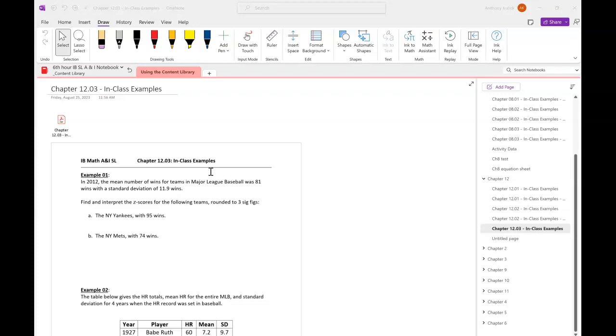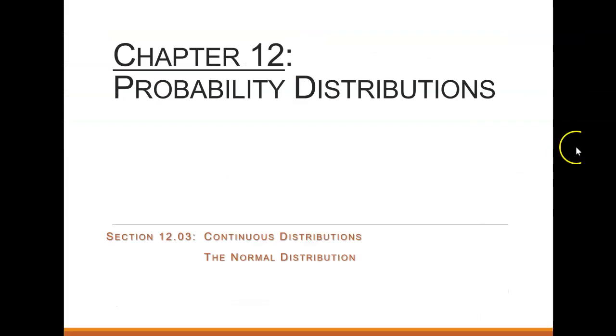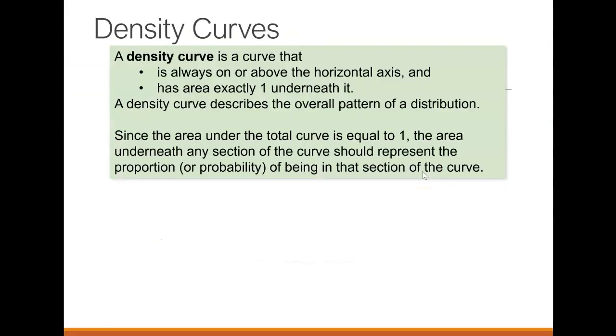Okay. So the 12.3 is about another type of probability distribution called a normal distribution. Now there's two pieces of vocab involved. There's a normal distribution and a standard normal distribution. We'll talk about what the difference is here in a second.